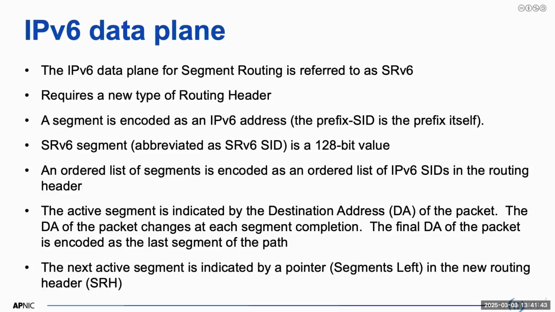The active segment is put in the destination address, and when the packet is traveling along the path, the destination keeps on changing because the next segment is put as the active destination. So then the device is able to forward the packet.